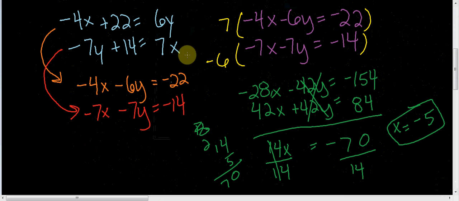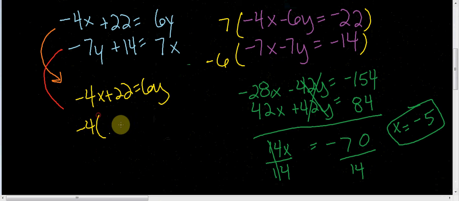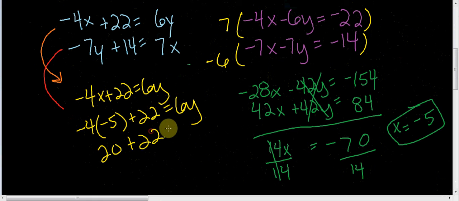Okay, I'm going to erase some stuff on here so that we can do the rest of this problem. Alright, we're back. I erased the stuff that was over here. So we take one of our original equations. Negative 4x plus 22 equals 6y. And we know what x is, so we'll fill that in. So we have 20 plus 22 equals 6y. What is that? 42 equals 6y. Y equals 7.